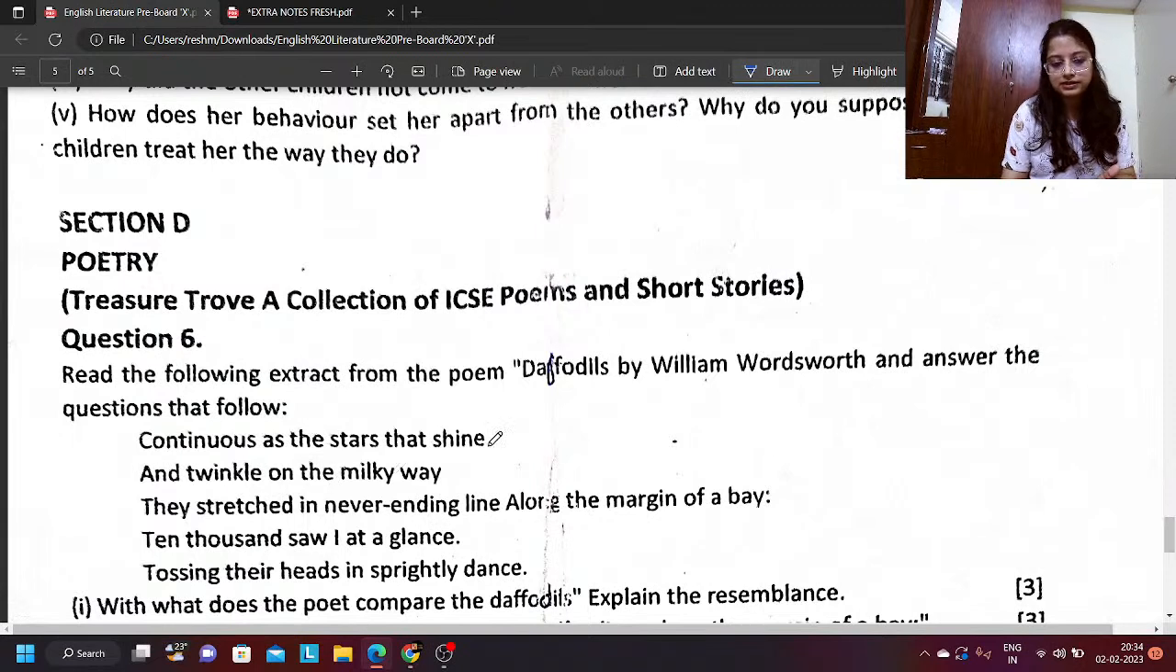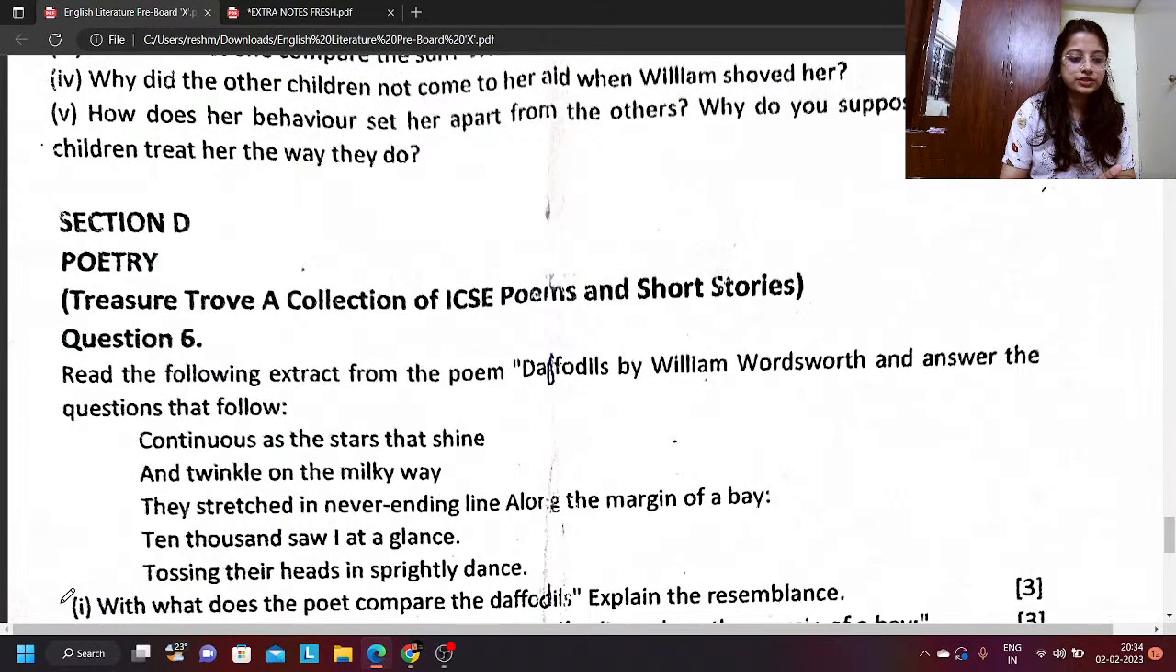Continuous as the stars that shine and twinkle in the Milky Way, they stretched a never-ending line along the margin of a bay. Ten thousand saw I at a glance, tossing their heads in sprightly dance. This is our extract. The first question says, with what does the poet compare the daffodils? Explain the resemblance.